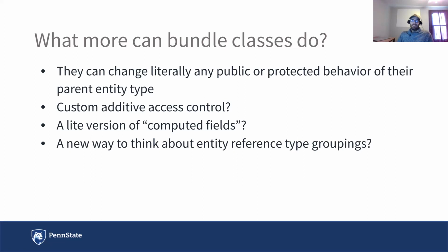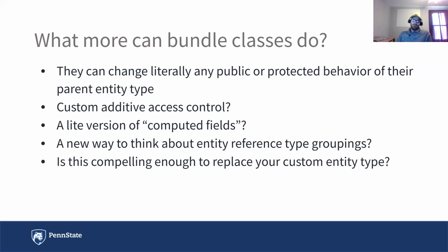Does this maybe give us a new way to think about entity reference type groupings when you're setting up an entity reference field and you're choosing which bundles are selectable? Do these bundles share any properties that could be represented by an interface? And are bundle classes compelling enough to get people to start replacing custom entity types? It certainly was for us.